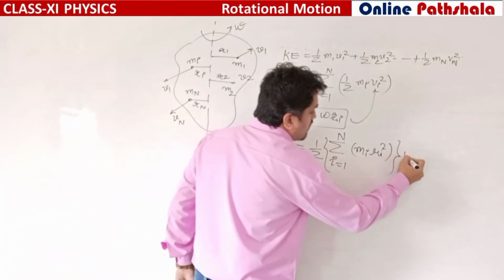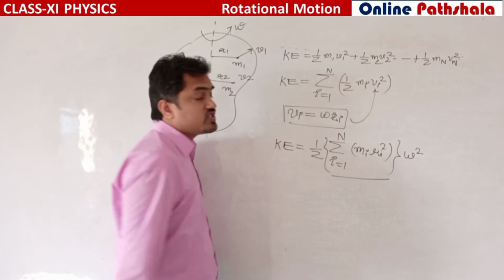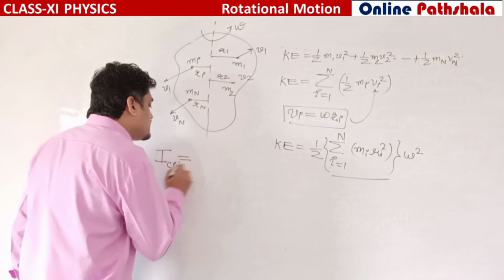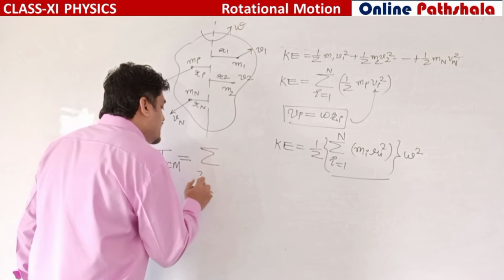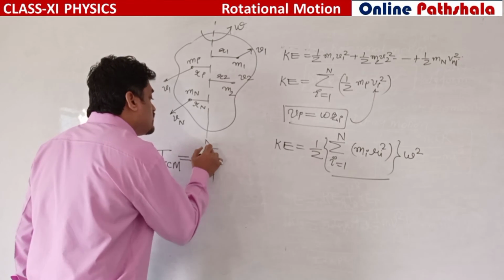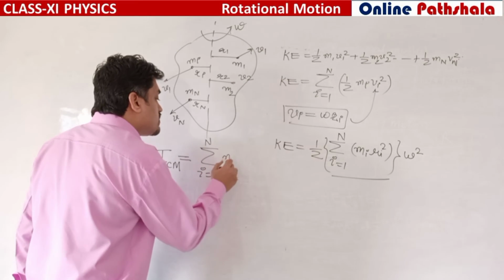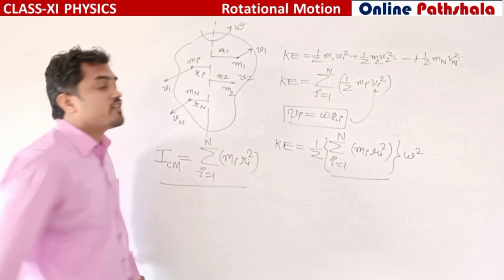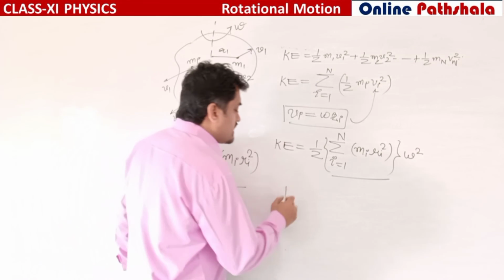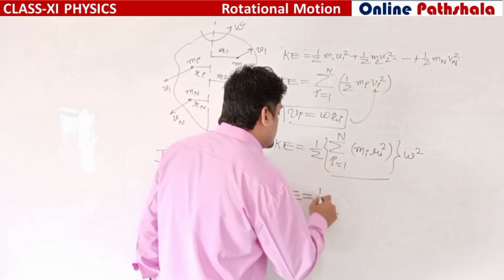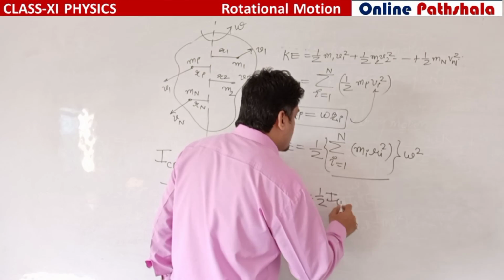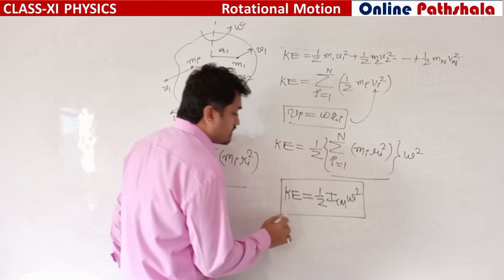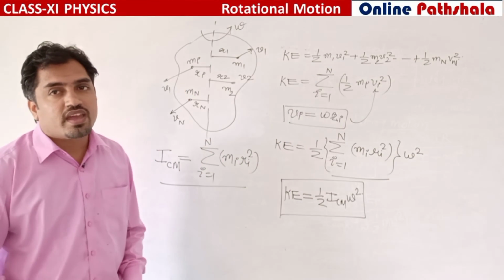We will get 1 by 2 summation i equal to 1 to n of mi ri square, into omega square. And this expression is the moment of inertia, I equal to summation i equal to 1 to n of mi ri square about the center of mass. So the kinetic energy is equal to 1 by 2 I about the center of mass omega square. Very easily we can derive it.